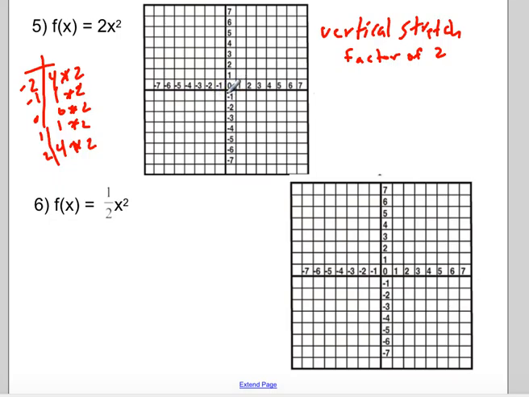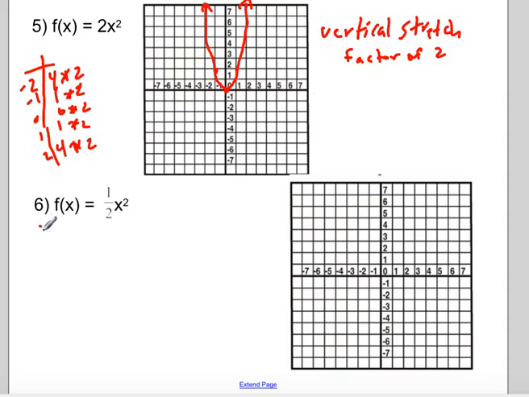So if I plot this, starting here at 0, it's still going to be 0, 0. And instead of being -1, 1, now it's going to be -1, 2 because you're multiplying your y values there by 2. Instead of being -2, 4, now it's going to be -2, 8. Instead of being 1, 1, it's going to be 1, 2. Instead of being 2, 4, it's going to be 2, 8. And then once we have that, we can connect those. So there it is.